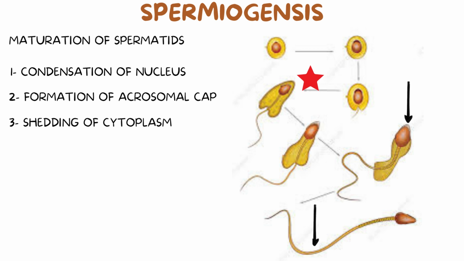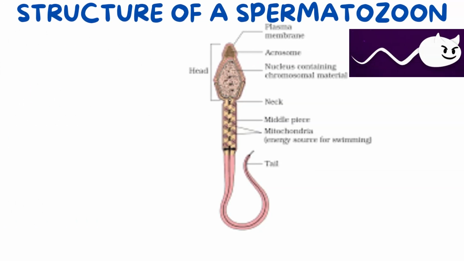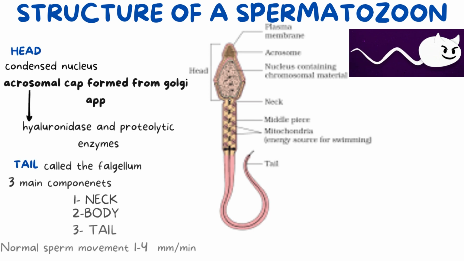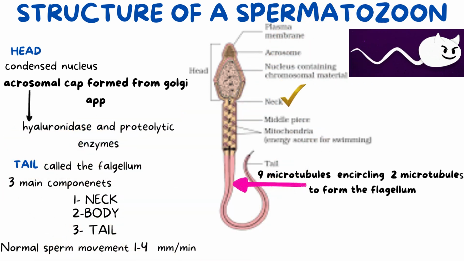Now, let's talk about the structure of a spermatozoa or sperm. It contains a head and a tail. The tail contains microtubules in the 9+2 style, which forms the flagellum and can be separated into three parts, which are the neck, which is very short, the body, where mitochondria surround the flagellum, and the tail. The normal sperm movement is 1 to 4 mm per minute.